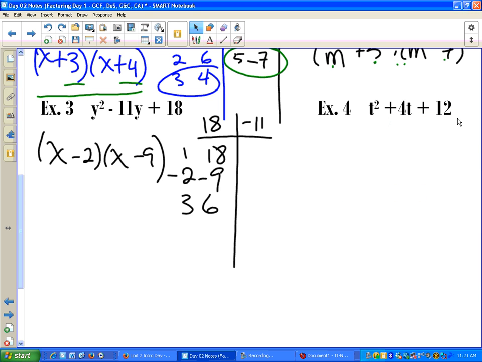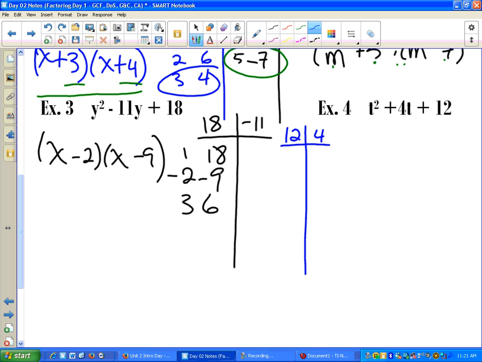Number 4, t squared plus 4t plus 12. Same question. What multiplies to be 12 and adds to be 4? 1 and 12, 2 and 6, 3 and 4. It's a positive 12 and a positive 4. Can I have anything that's negative? No.